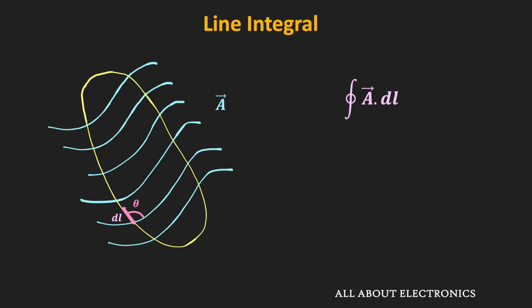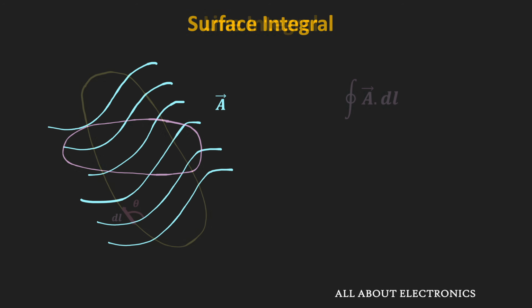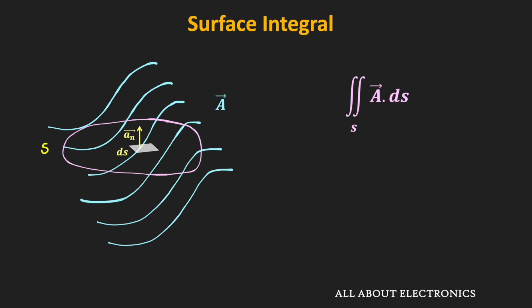Similarly, now let us see the importance of the surface integral. Once again, let's say there is some vector field A and we have some surface S. Here, the surface integral measures the flux, or the amount of field, that is passing through this area. It can be given by the following expression, where ds represents the small differential surface area. And as we have seen, the vector of this differential surface area will be normal to the surface.